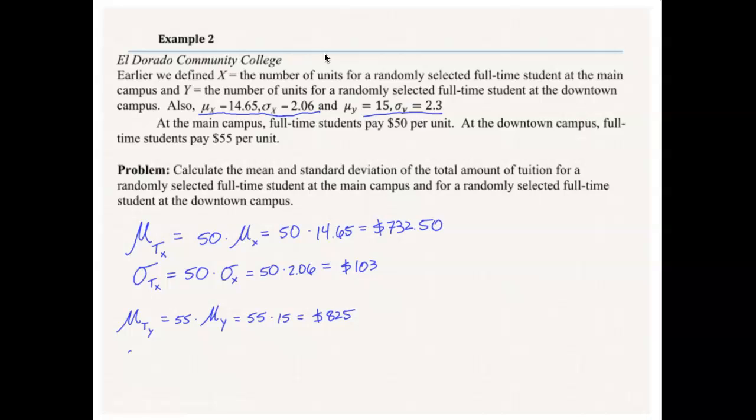And then let's do the standard deviation for tuition in the downtown campus, which again is the same. It's a multiplier, so standard deviation is impacted in the same way. We're going to multiply 55 times the standard deviation in the number of credits. So 55 times sigma y, which is 55 times 2.3. All right, so we get a standard deviation of $126.50.